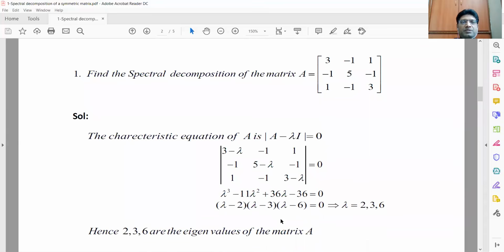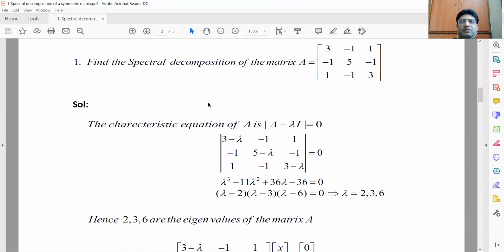The example is this one. Find the spectral decomposition of the matrix A. A 3 by 3 matrix is given. If you observe clearly, it is a symmetric matrix. If you make these rows as columns, you will get the same matrix, so it is a symmetric matrix.